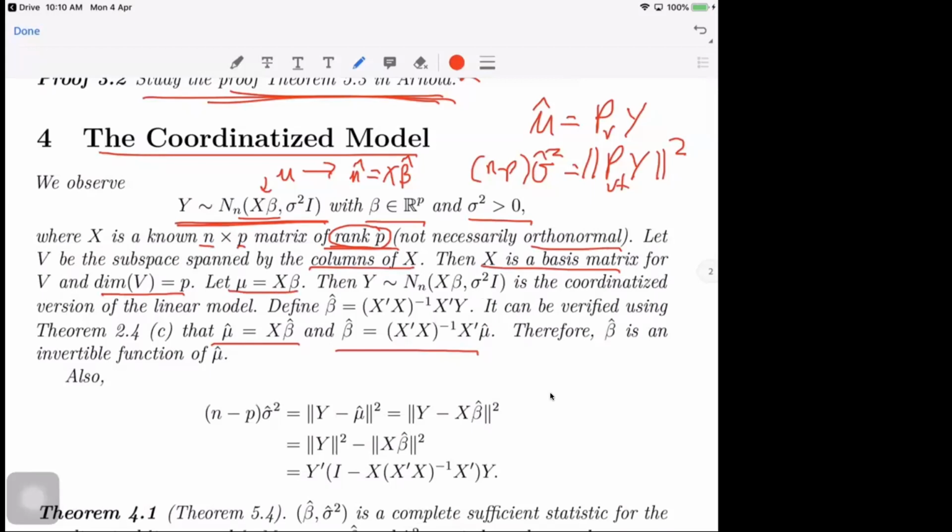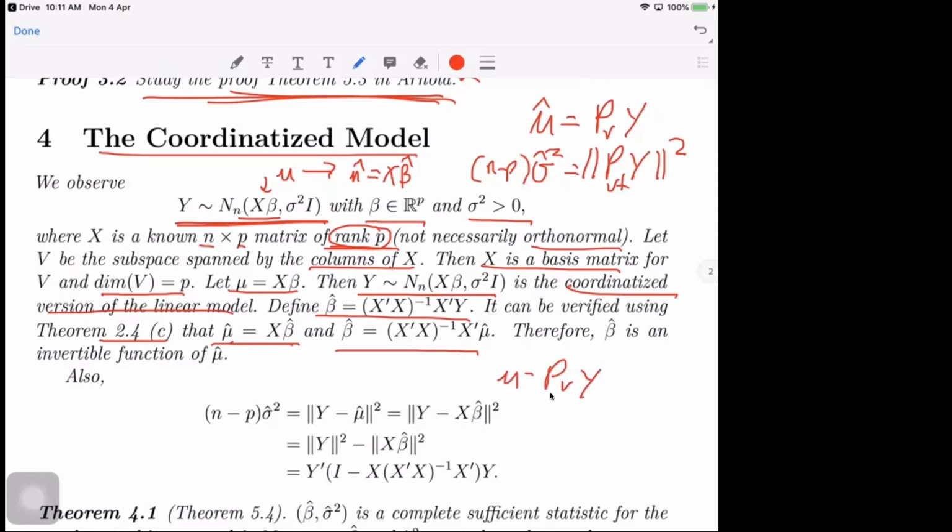So in the coordinatized version of the linear model, mu is X beta. So Y will be normally distributed with mean X beta and variance sigma squared. That is the coordinatized version of the linear model. We define beta hat to be (X prime X) inverse X prime Y. It can be verified using Theorem 2.4c that mu hat will be equal to X beta, or the projection of Y onto V.